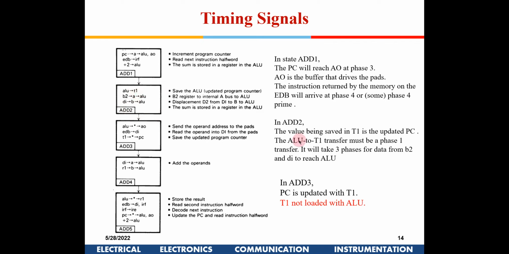Now similarly in A3, from the ALU it is being put to AO. Why? Because like we initially discussed, what was our main aim? To add the displacement contents with the contents of B2 and get the contents from the memory. So from the ALU you are directly placing it to AO, and in this case, T1 is not being updated.